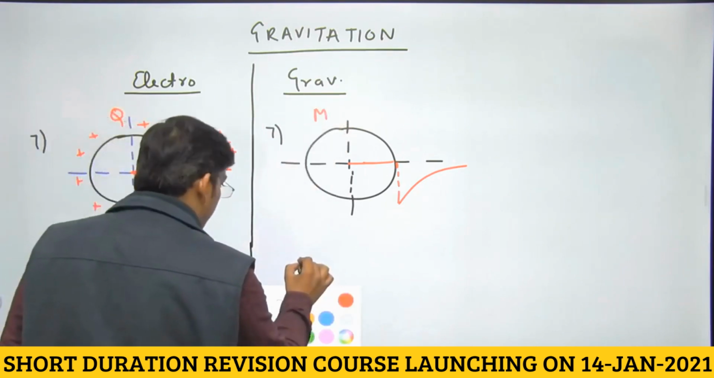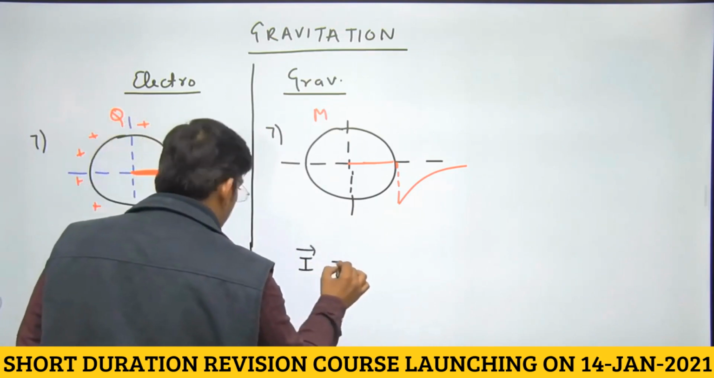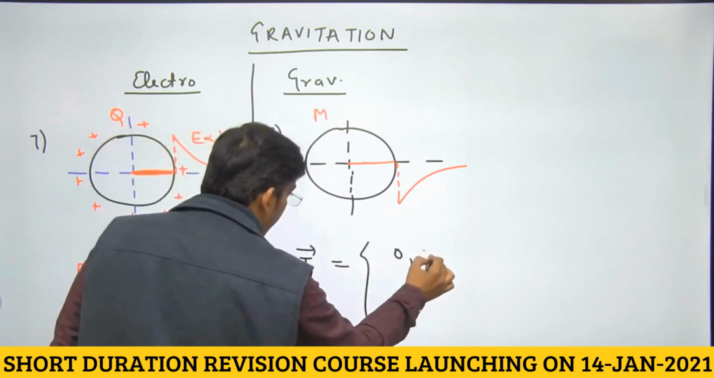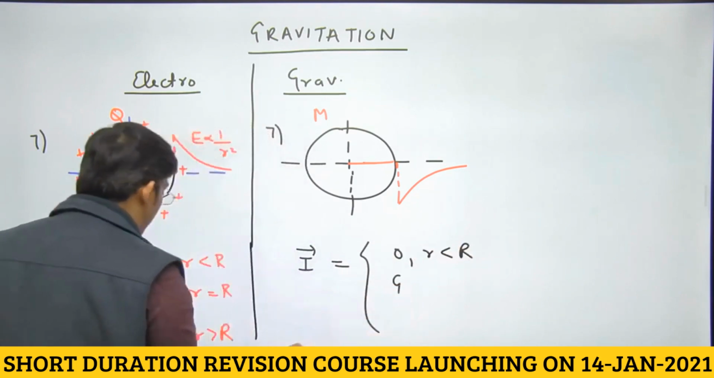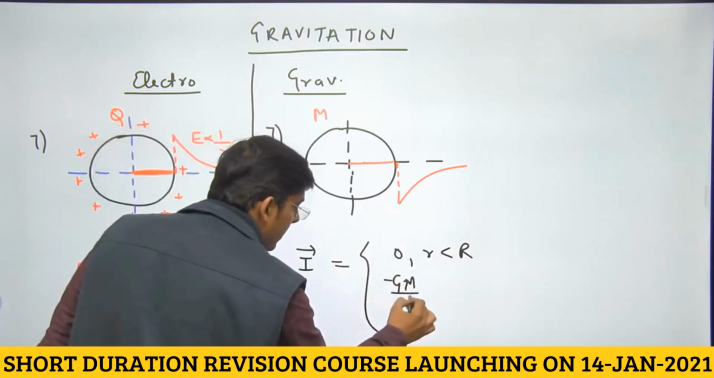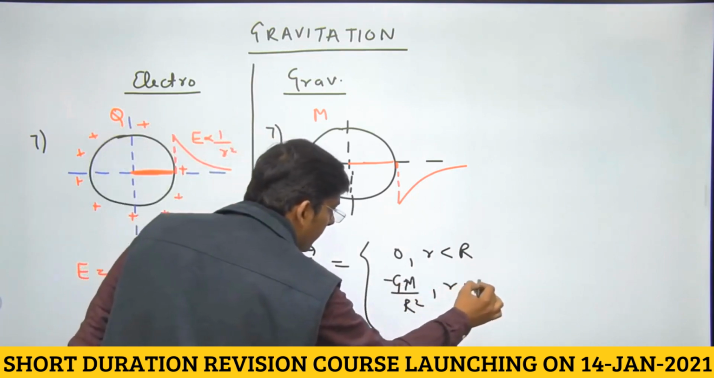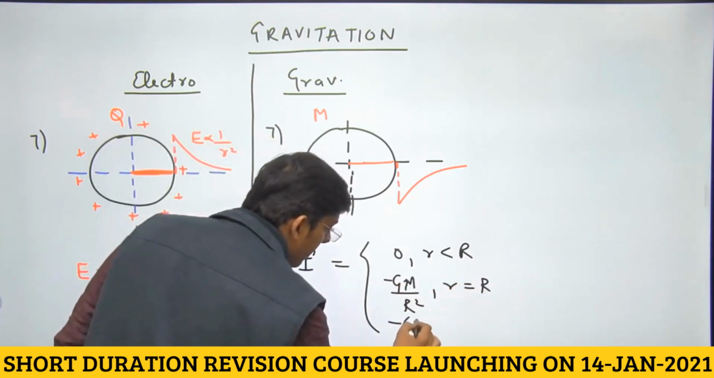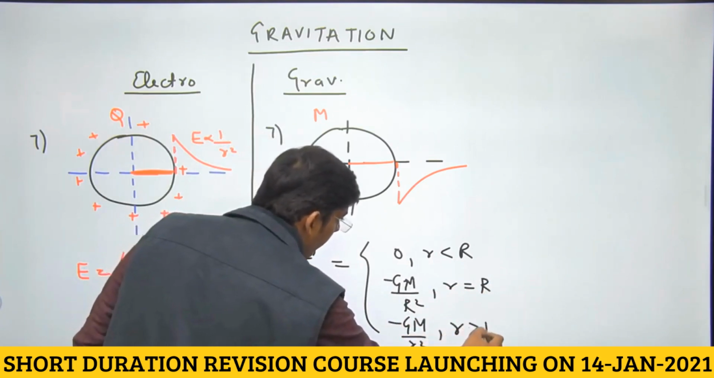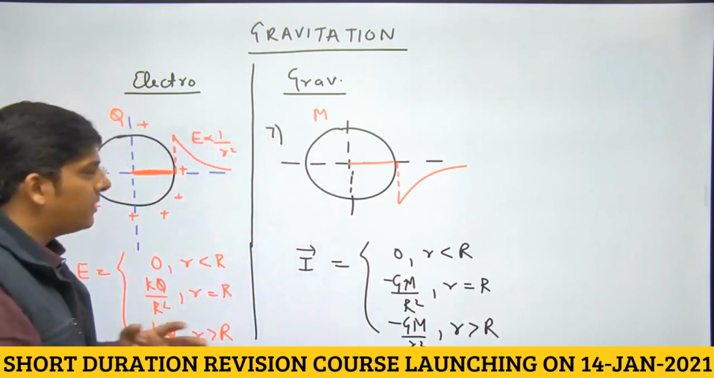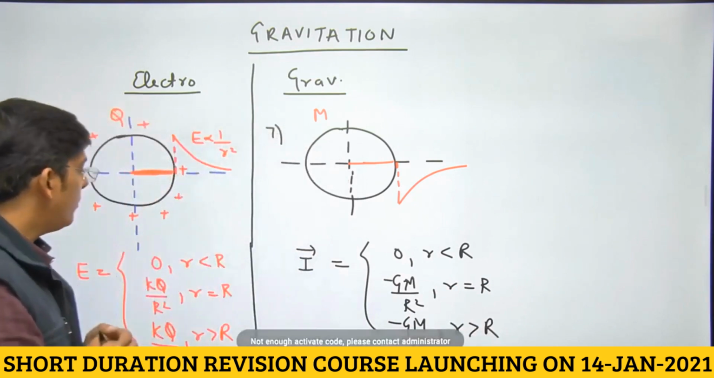The formula says this. Okay, this is actually 0 inside, right? Very nice. And obviously K becomes G, Q becomes M. It is minus GM by R square at the surface, and it is minus GM by small r square obviously outside. Right, dear students? I hope this is clear to everyone. Kindly note down.